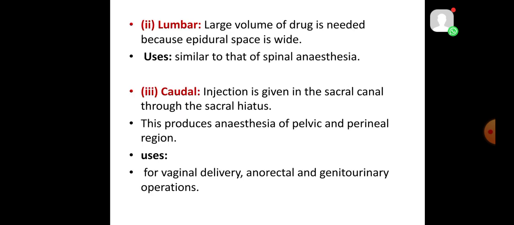Lumbar will be at the lumbar space, as with the surgeries where we use spinal anesthesia. Those surgeries can be done by using the lumbar epidural. Okay, caudal injection will be given at the sacral canal through the sacral hiatus. This anesthetizes the pelvic and perineal region. So mainly we use this type of anesthesia for vaginal delivery, anorectal surgeries or genitourinary operations.